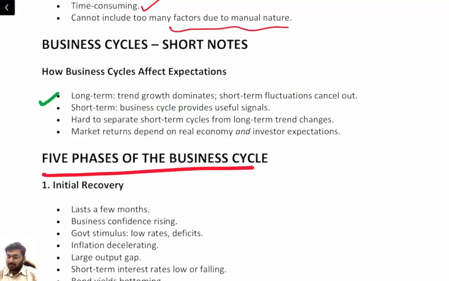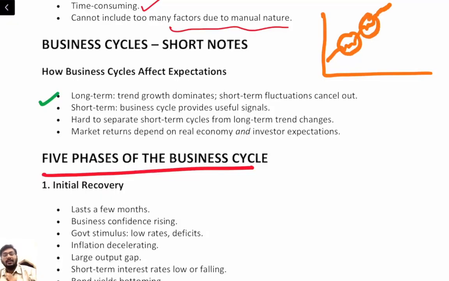I'll give you one example. My business cycle is going like this. Something happens over here, and again something happens over here. So now you see these short fluctuations are hardly relevant to me. I am focusing on the long term growth story. Clear? Sometimes you look for the short term as well, because they will provide you some useful signals. How strong are these short term signals.